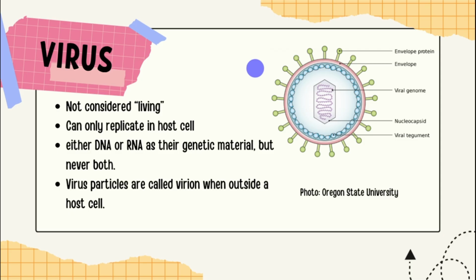So basically, what you need to know about viruses is that they can either have DNA, which is deoxyribonucleic acid, or they can have RNA, which is ribonucleic acid, as their genetic material, but never both. So there's no way you're going to find both DNA and RNA in a virus. It's either one or the other.